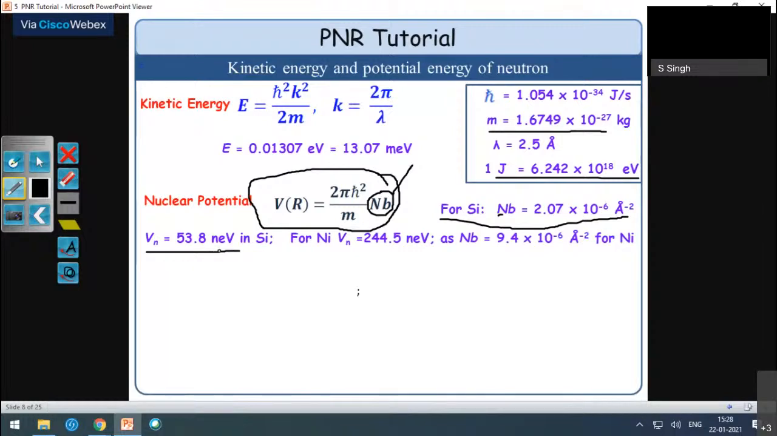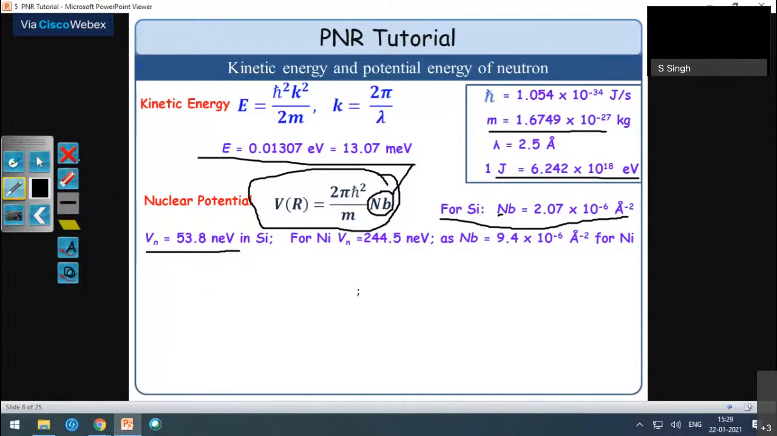Now you can compare: the kinetic energy of the thermal neutron is in milli electron volt, and this potential is in nano electron volt. So the potential is around 10^-6 order smaller. That's why we can treat it like a one dimensional potential, where our kinetic energy is higher.